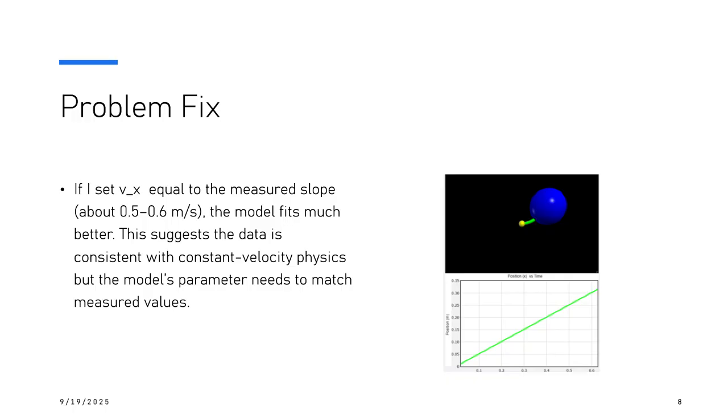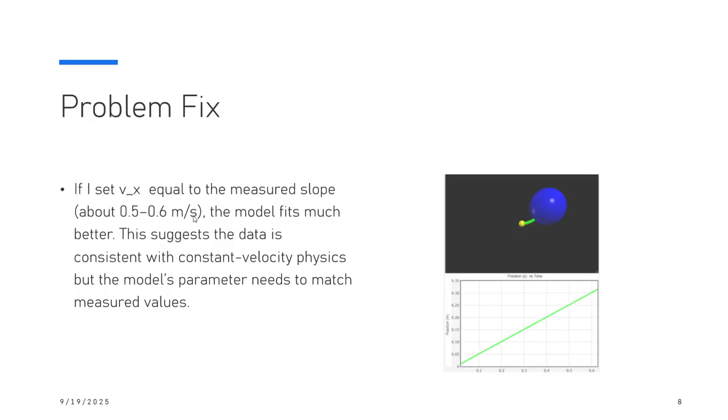Okay, to fix this I could set v of x equal to the measured slope, about 0.5 to 0.6 meters per second, because when I initially got the data I just did the first interval, from 0 seconds to 0.019 seconds. So if I did the entire interval, then it would probably match a lot more closely, and the number would be a lot lower than 0.731, which is what I had. It'd be around 0.5 to 0.6.